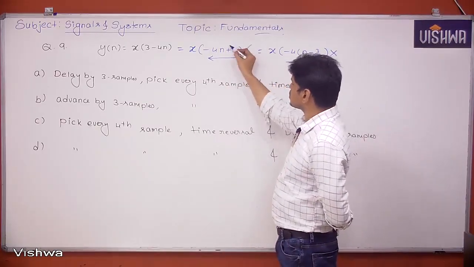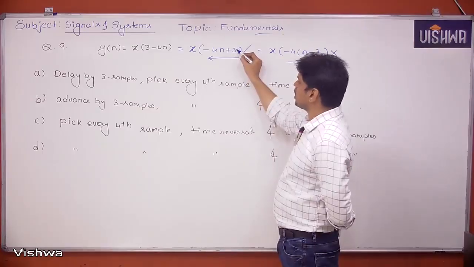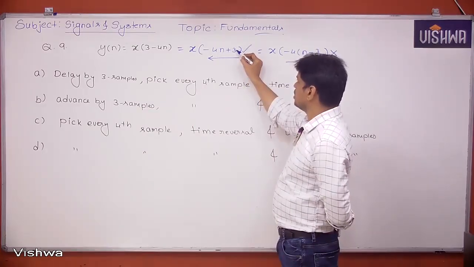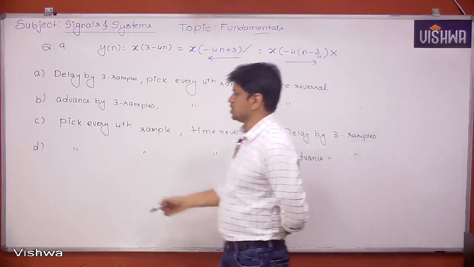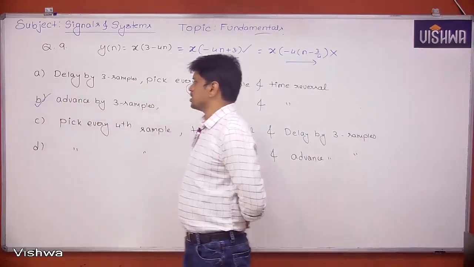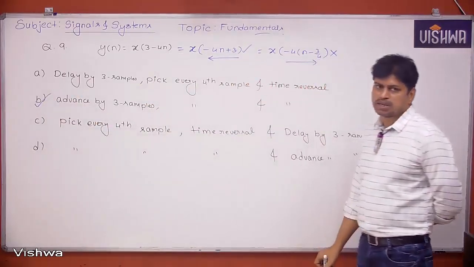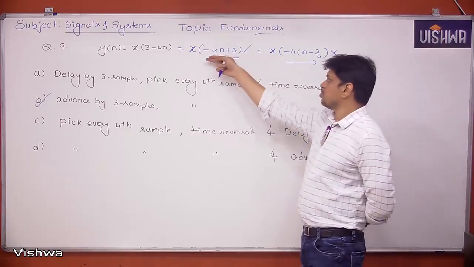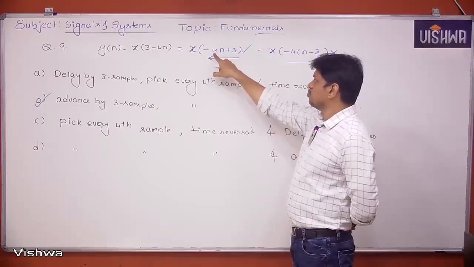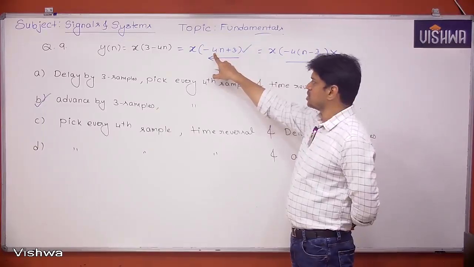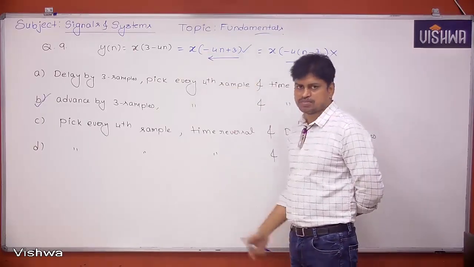In this direction, first we see plus 3, that means we have to advance by 3 samples. Next, pick every 4th sample, then time reversal, which is nothing but option B. I hope you understood what I am trying to say. This is the procedure we have to follow: plus 3, advance by 3; 4n, pick every 4th sample; minus, time reversal. Okay, take it.